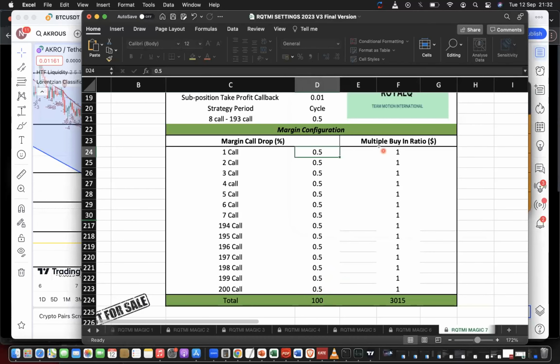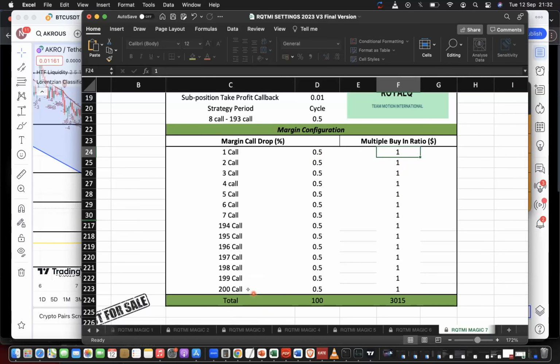Now, for the multiple buying ratio, just buy once: 1, 1, 1, from margin call 1 till the end. So it's actually very easy to set. 0.5% for the margin call drop, and 1 for the multiple buying ratio from 1 to 200 margin calls.